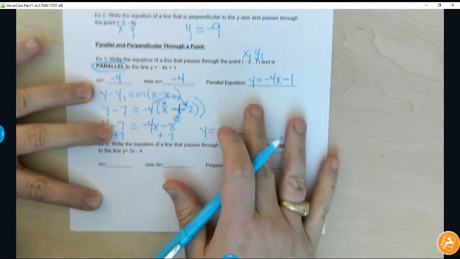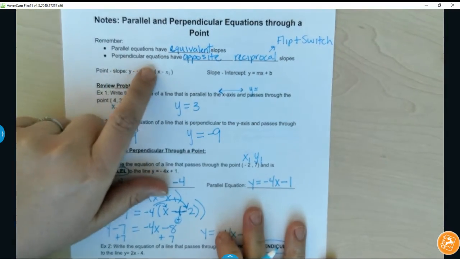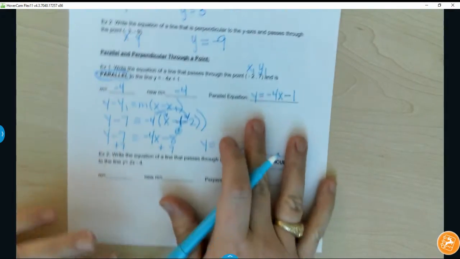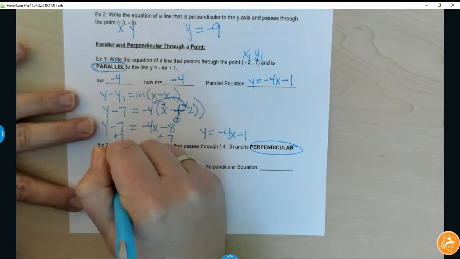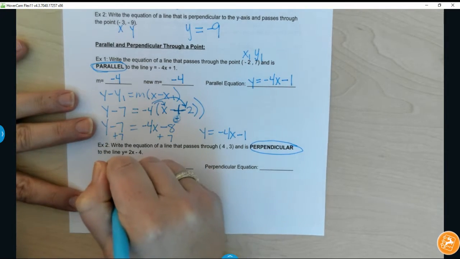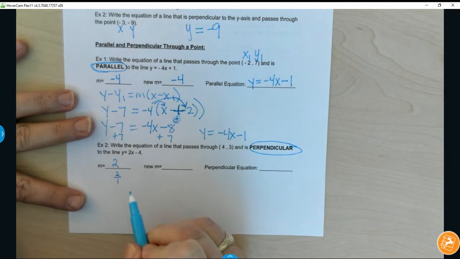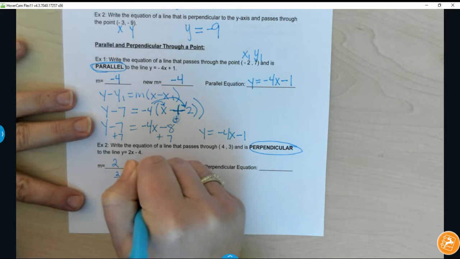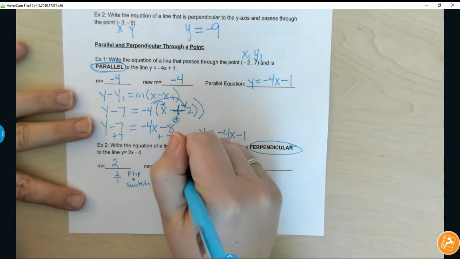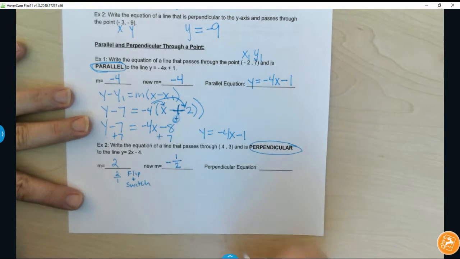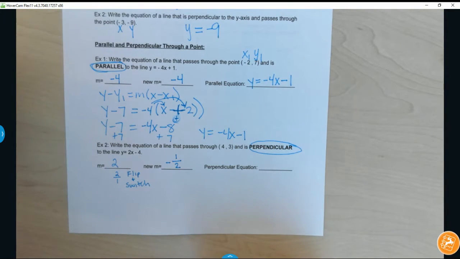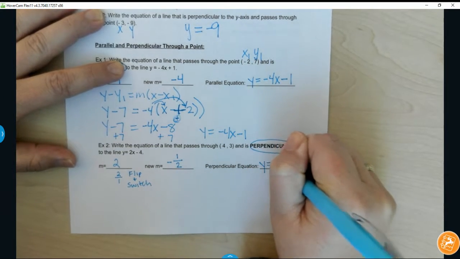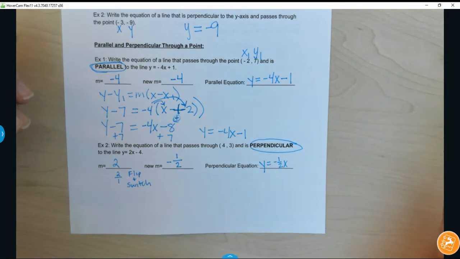Perpendicular, what does that tell us? Well, if we go back up here, we know perpendicular equations have opposite reciprocal slopes, so we have to flip and switch it. So if we are starting off with a slope of 2, that's like saying 2 over 1. If we flip and switch, flip the fraction, change the sign, we are going to have a new slope of negative 1/2. Starting off the equation, y equals negative 1/2 x, and then we're going to fill it in.